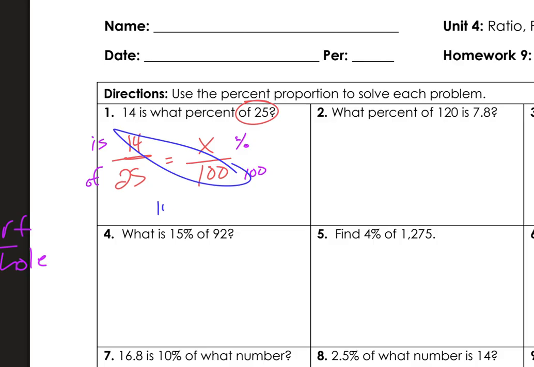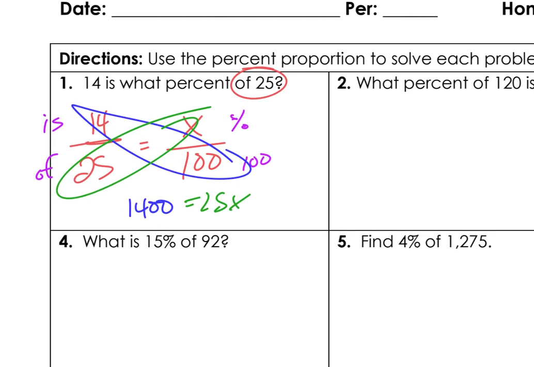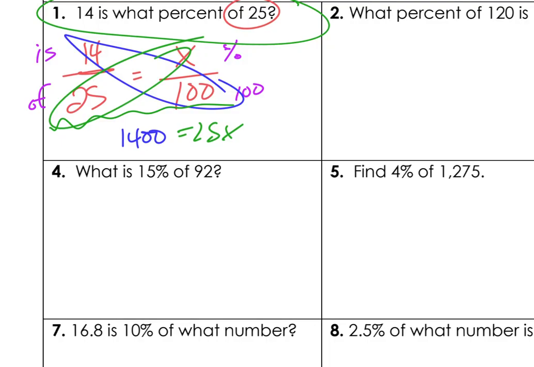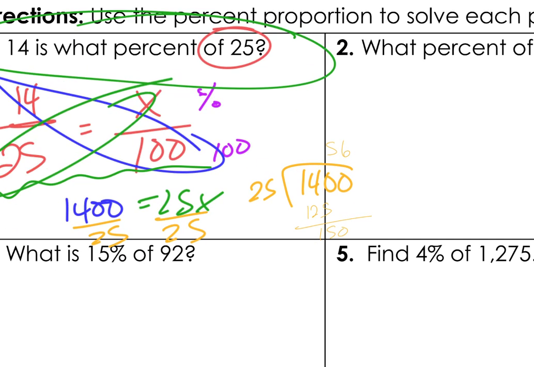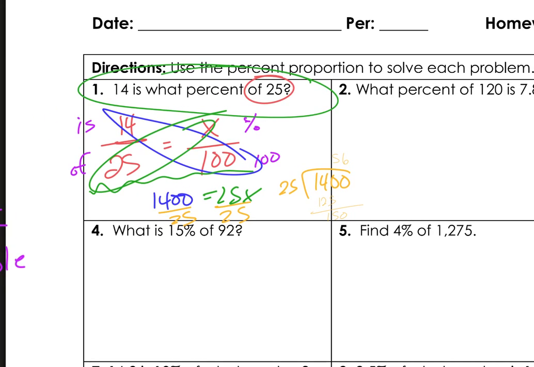You cross multiply, you get 1,400 equals 25x. And again, if you're looking at this thinking, I know how to do that, I don't need is over of, this is the last time I'll say it, maybe, then good for you. Don't do it. Now I'm going to divide by 25, divide by 25, and 1,400 divided by 25. Let's see, that is 5. That's 125, gives us 15, 56. So what percent of 25 is 14? 56%. Make sure to include your percent, okay? Because that's the question they're asking about.